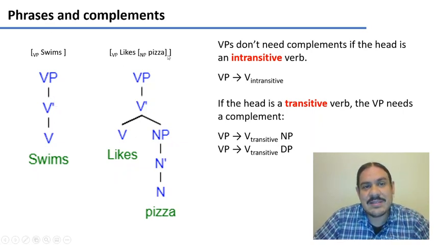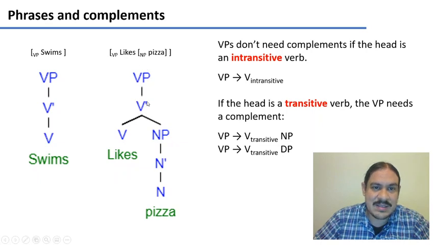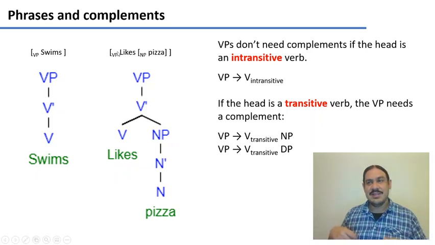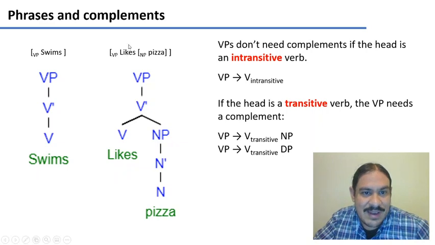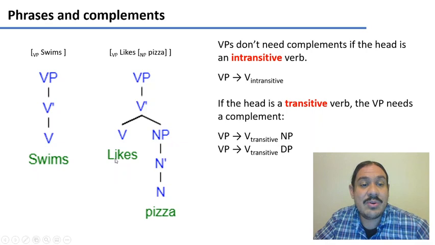However, here in the verb phrase "likes pizza", you have the verb "likes", which is the head. So the whole phrase is a verb phrase. And then you have the complement pizza, because you can't just like. You need to like something. So here we have likes pizza. And then from the bar level, you project the complement, which is the noun phrase pizza. By the way, we call these types of verbs transitive verbs because they always need a direct object, which is going to be a complement.